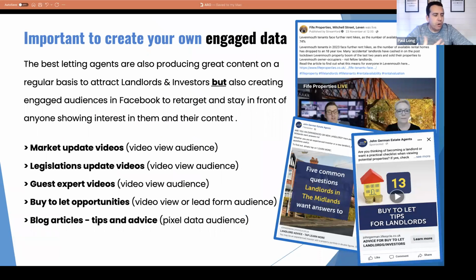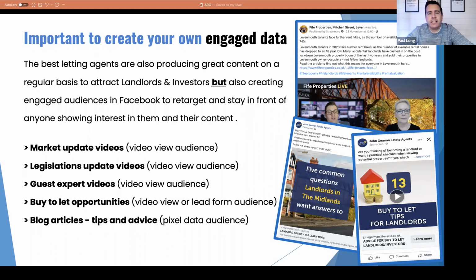But it's also important to understand you need to create your own engaged data. And this is what some of the best agents in the world are doing. So what I mean by that is that the best letting agents are also producing great content on a regular basis to attract landlords, investors, but, and this is the important bit, also creating engaged audiences in Facebook to retarget and stay in front of anyone showing interest in them and their content. So in Facebook, we can put some really good content out there, but the important thing is that we're retargeting, getting back in front of anyone showing interest in that content. And we'll dive a little bit deeper into that in a second.